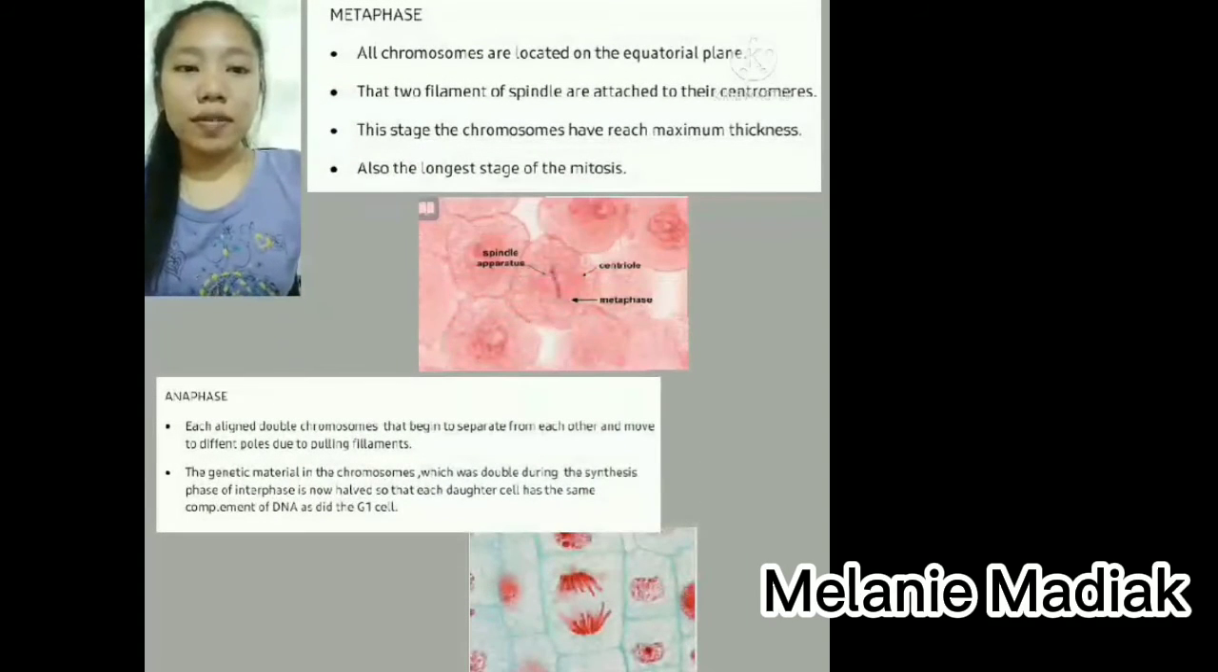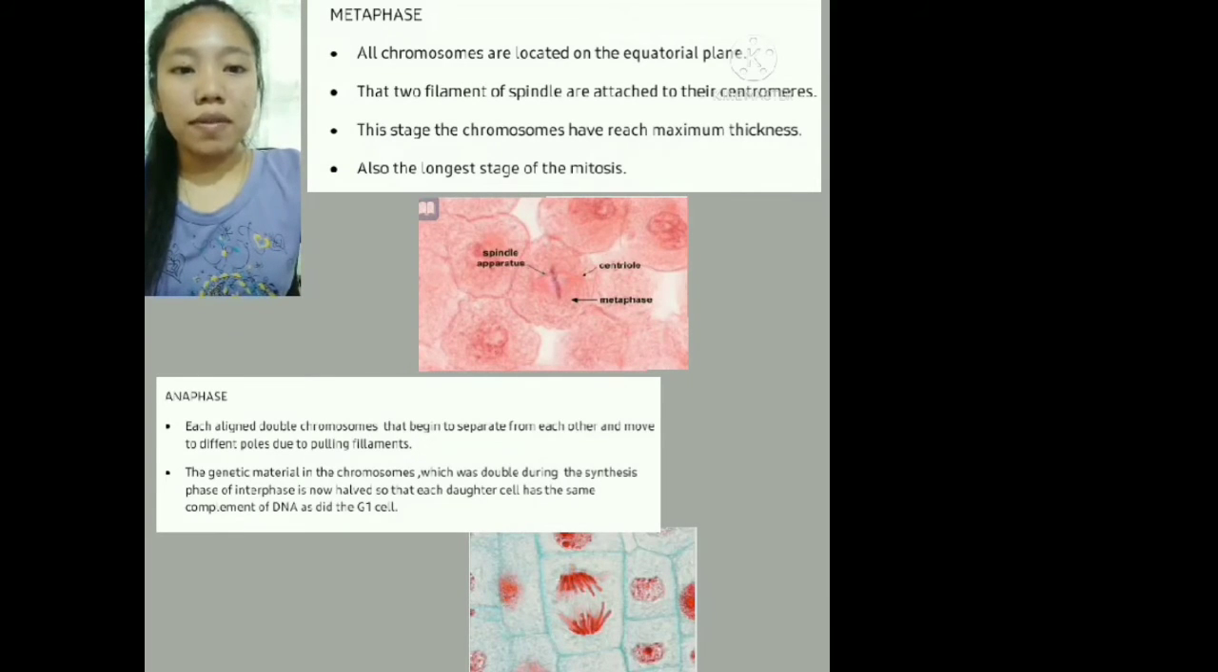The next stage of mitosis is metaphase. All chromosomes are located on the equatorial plane, and 2 filaments of the spindle are attached to their centromeres. At this stage, the chromosomes have reached maximum thickness. It's also the longest stage of mitosis.